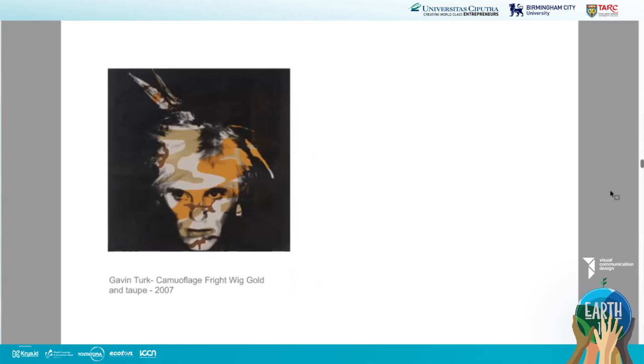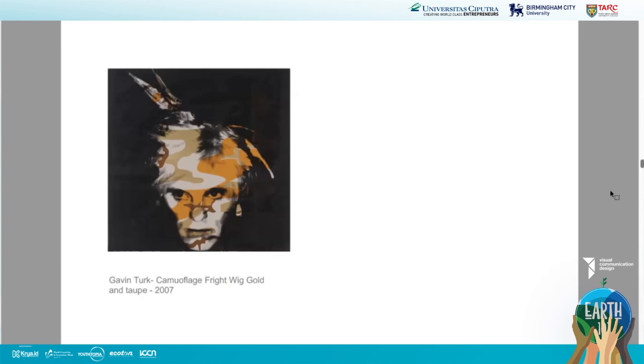When you start to use titles with bodies of work, with anything, you change the viewer's perception and understanding of what it might be about. So you can either guide them with a descriptive title, like this one is Camouflage, Fright Wig, Gold and Taupe, or you can make them symbolic or metaphoric of other things. So titles, hugely, hugely important.